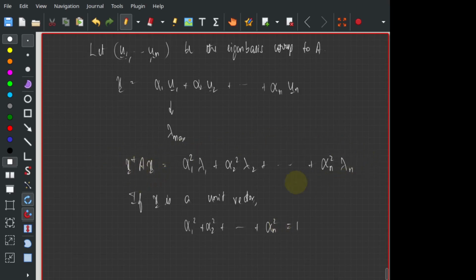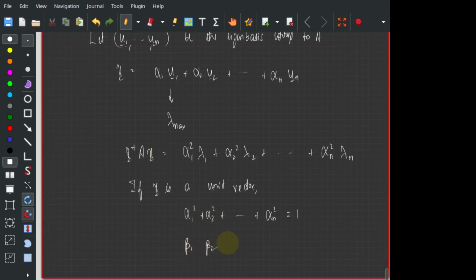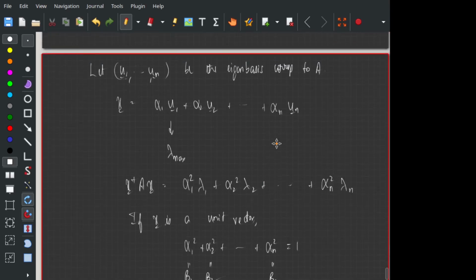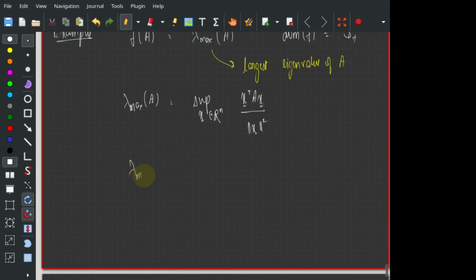So then, when would this be the largest? You can treat these as beta 1, beta 2, up to beta n: alpha 1 square is equal to beta 1, alpha 2 square equal to beta 2, and so on. So it's just a convex combination of lambda 1, lambda 2, and so on up to lambda n. The only way this can be the largest is if it puts all mass on the largest eigenvalue. Right. So the largest eigenvalue is equal to the supremum over all x in R^n such that norm x is equal to 1 of x transpose A x.